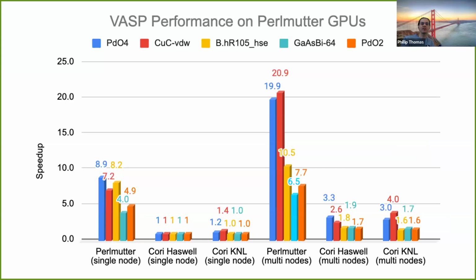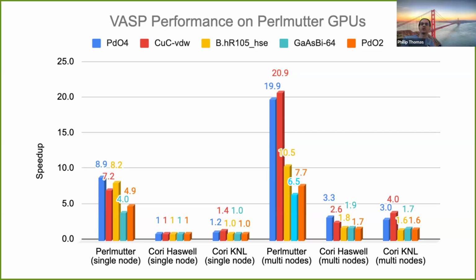If you look at the other 5 benchmarks and their performance on Perlmutter compared to Cori Haswell, Cori KNL, and a single versus multiple node comparison, you can see that Perlmutter gives substantial improvements for these workloads as well. We didn't show the original system, the Silicon 256 HSE, here because it's off the scale of this graph.